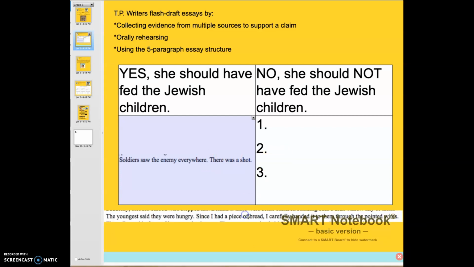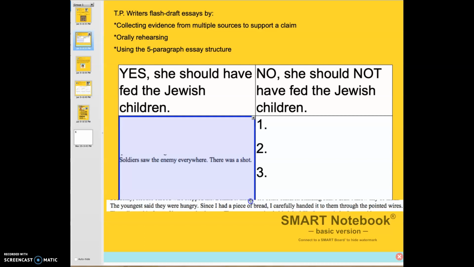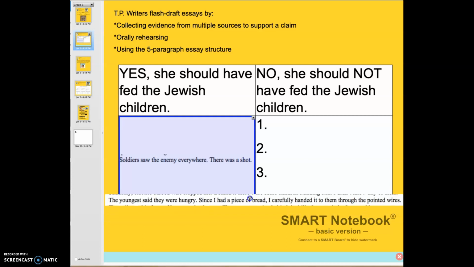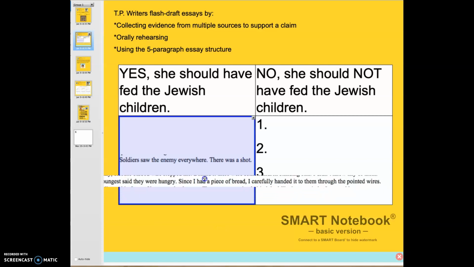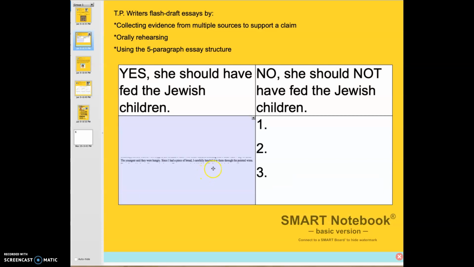Another piece of evidence I found in the text is that the youngest said they were hungry. Since I had a piece of bread, I carefully handed it to them through the pointed wires. We know, boys and girls, that sometimes in life it's important to do the right thing no matter the consequences. So again, that could be evidence to support, yes, she should have fed the Jewish children.